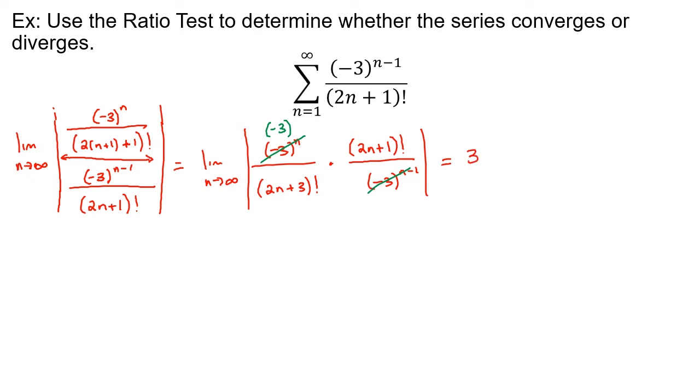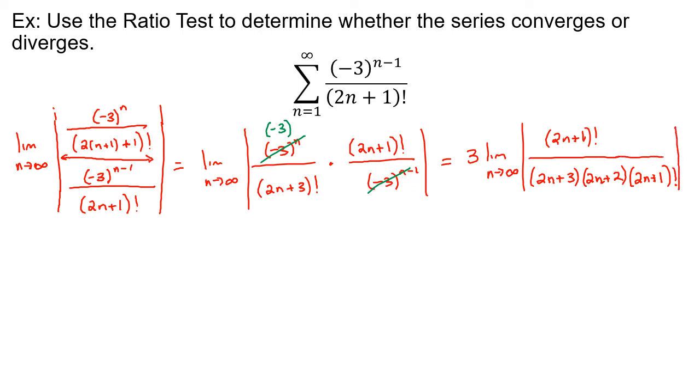So I'll have a 3 times the limit as n goes to infinity. And then I want to combine these factorials together. So on top, all I'm left with now is a 2n plus 1 factorial. On the bottom, 2n plus 3, I have to work my way back down to make it match 2n plus 1. So I'm going to rewrite this as 2n plus 3 times 2n plus 2 times 2n plus 1 factorial.